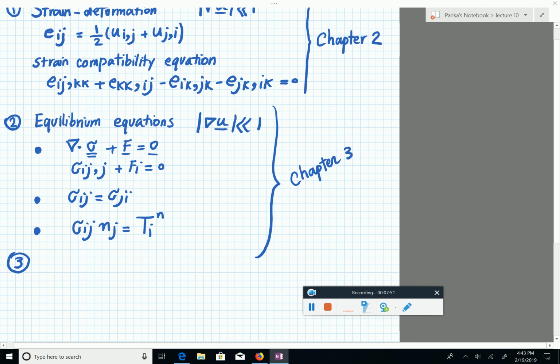If you got the chance to look at the next homework, which is homework number 4, there are problems from chapter 2 and chapter 3, which you can see here. And today what I want to talk about is the stress-strain relationship.